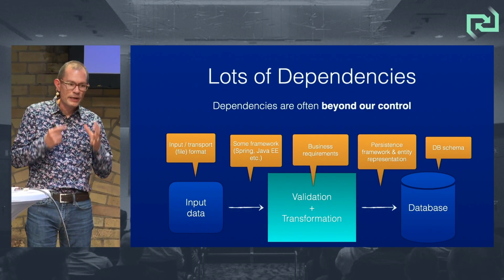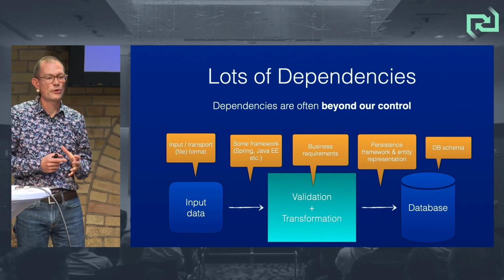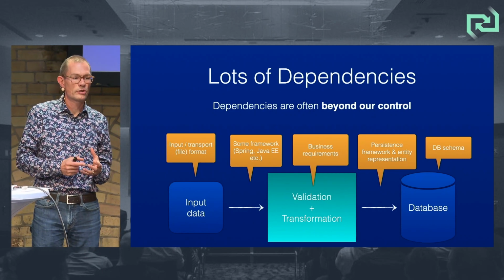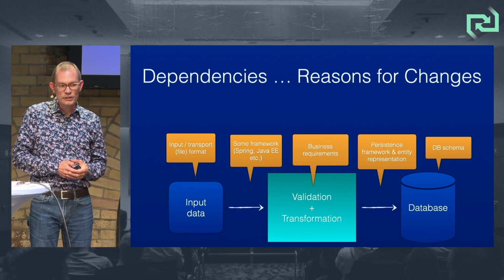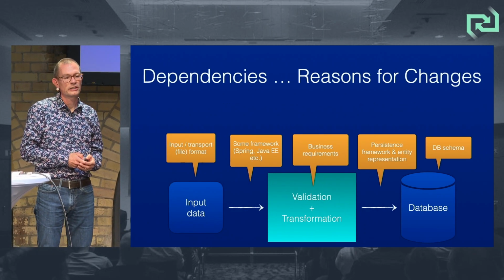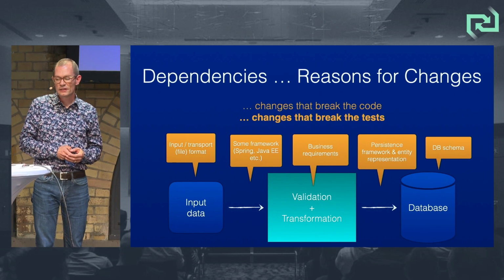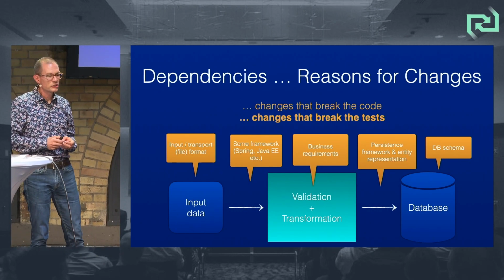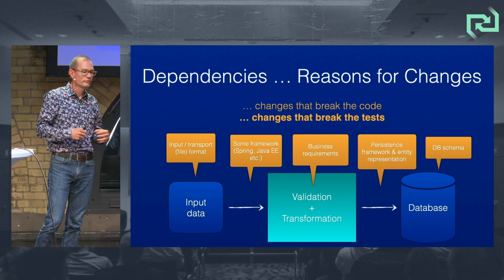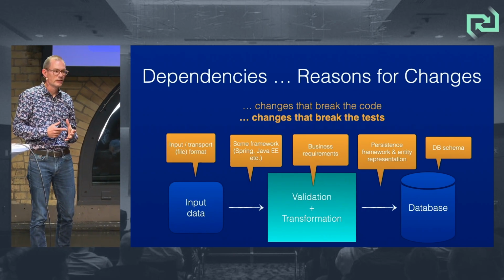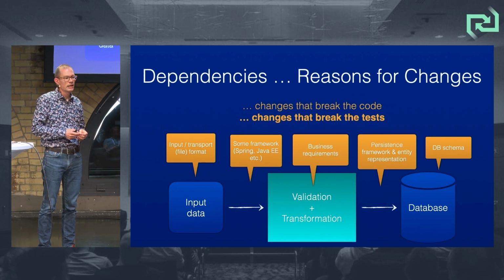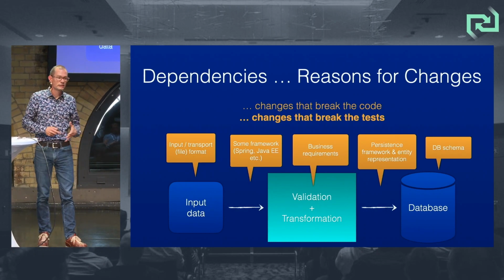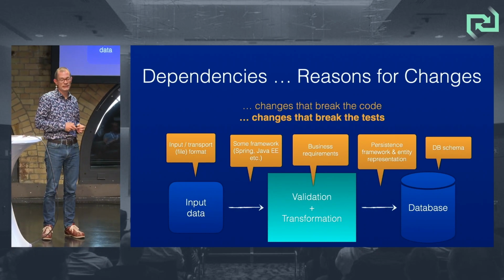And the problem is dependencies are often beyond our control. And what's beyond our control is difficult to test. Every dependency is a reason for changes, and changes break the code, and changes break the tests. So if we minimize dependencies, we minimally break the code. That's okay, code will change. But if we minimize dependencies, maybe our tests will break less often.